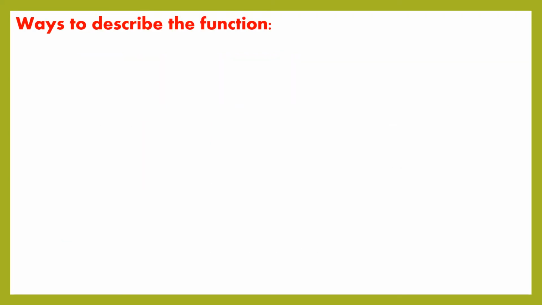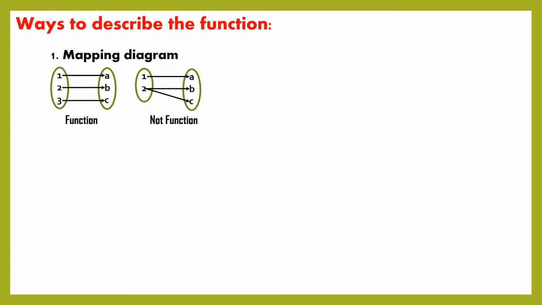Ways to describe the function. Number 1 is mapping diagram. Let's have here 2 examples. So, yung una nating example, that is function. We have here 1, 2, 3 for the domain, and for the range, A, B, and C. So, yung 1 corresponds to A, 2 corresponds to B, and 3 corresponds to C. So, this is one-to-one correspondence. That is why this is function.